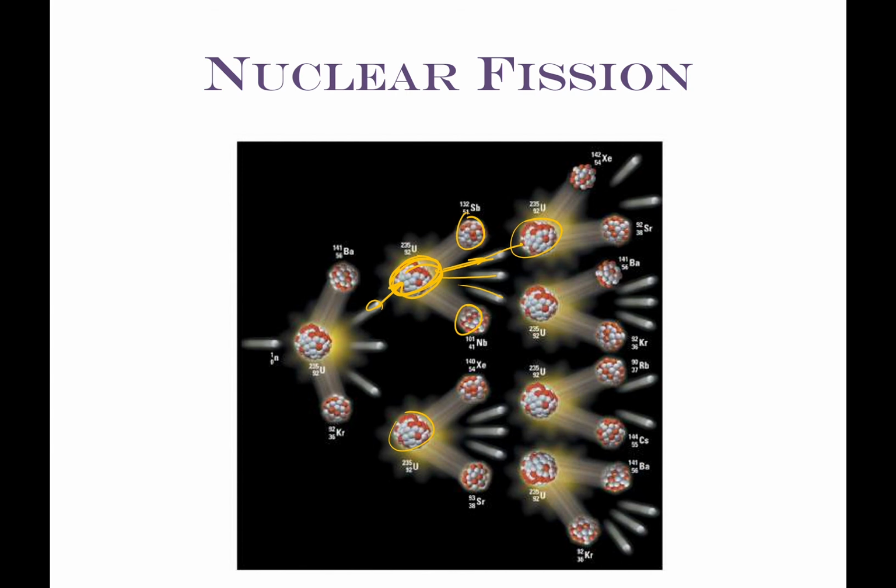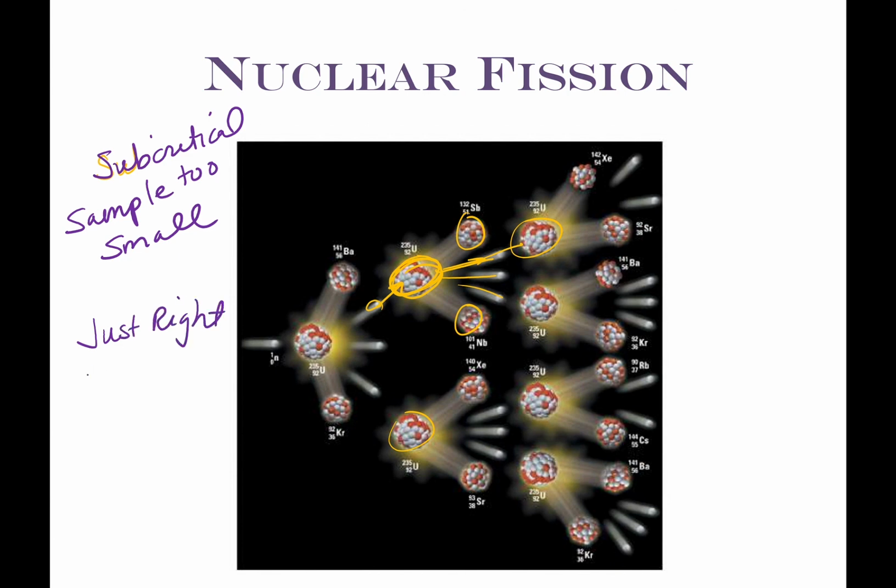The extent of the chain actually depends on the size of the uranium sample. If the sample is too small, it can't sustain the chain reaction, and that's referred to as subcritical. That just means the sample is too small. But a sample size that's just right, you know, the 3 bears, right? This one's just right and is called a critical sample. But if a sample size is too large, it becomes supercritical.